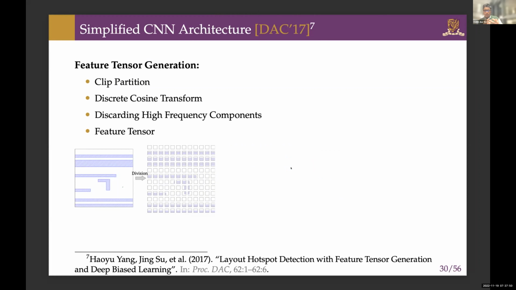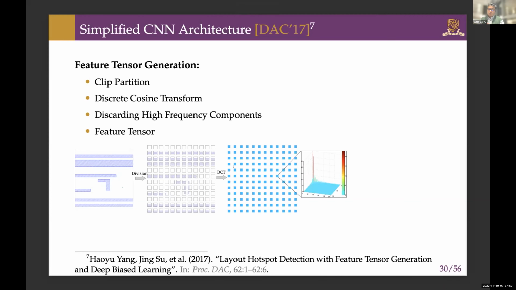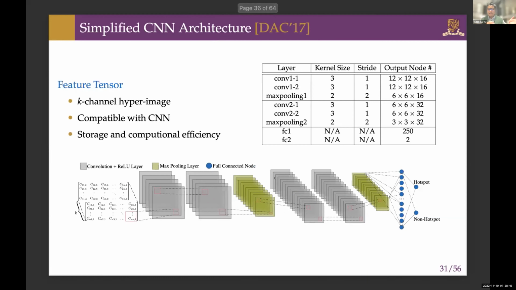If we are given a layout, we split it into a bunch of grids, and when we do the DCT analysis on each grid, we can see that all the patterns, all the information appear in the low frequency component part. After analysis, we can throw away some high frequency components and only store a very small portion of the information. But we can argue that in this way, we still have very little information loss. And by this way, we can transform the original 2D layout information into a 3D tensor containing the XY location, also the frequency domain information. And then this tensor can be naturally fit into a neural network.